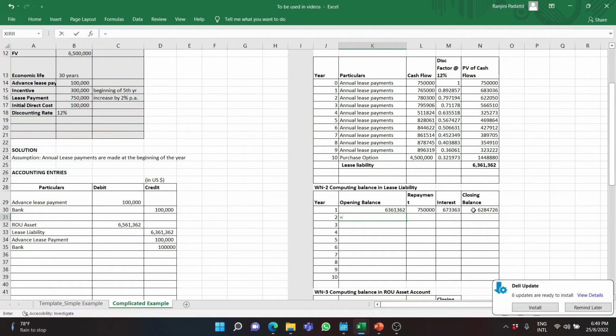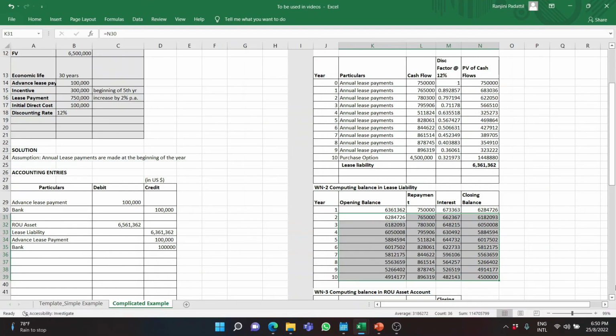We go again. The closing balance of the previous year is our opening balance. There is a repayment made. The interest will be 12% of the opening balance minus the repayment. The closing balance is the opening balance minus repayment plus interest. And this is what I will copy across.